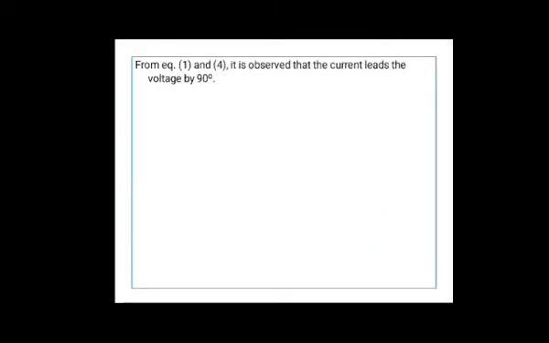Now when we compare equation 1 and equation 4, what is equation 1? V is equal to V naught sin omega t, and equation 4 is I is equal to I naught sin omega t plus pi by 2. So it is observed that current leads the voltage by pi by 2 or 90 degree, and it is shown in the phasor diagram.